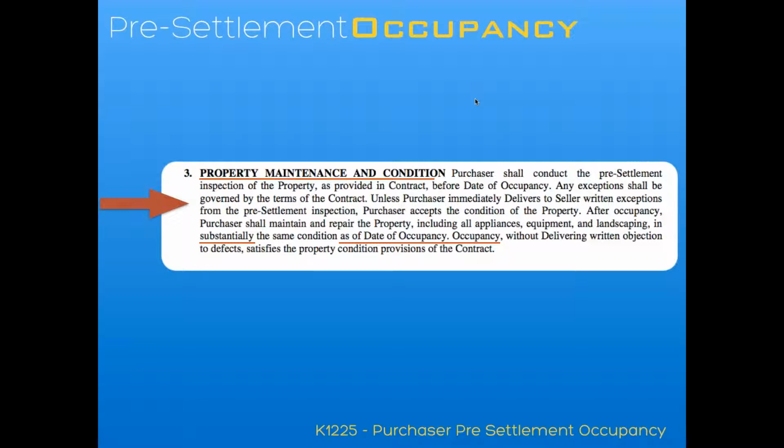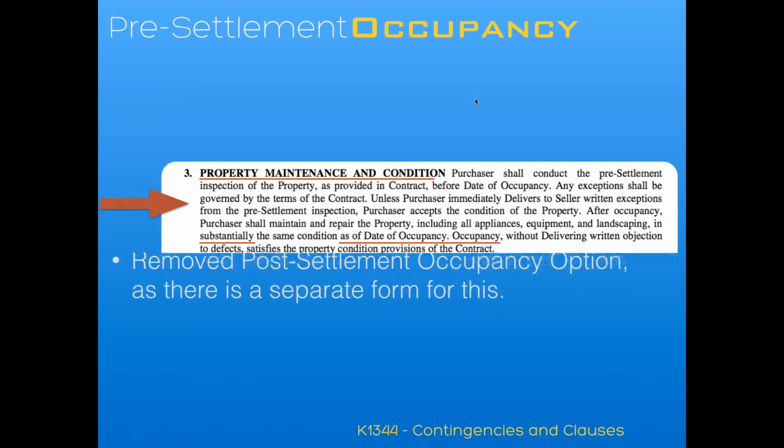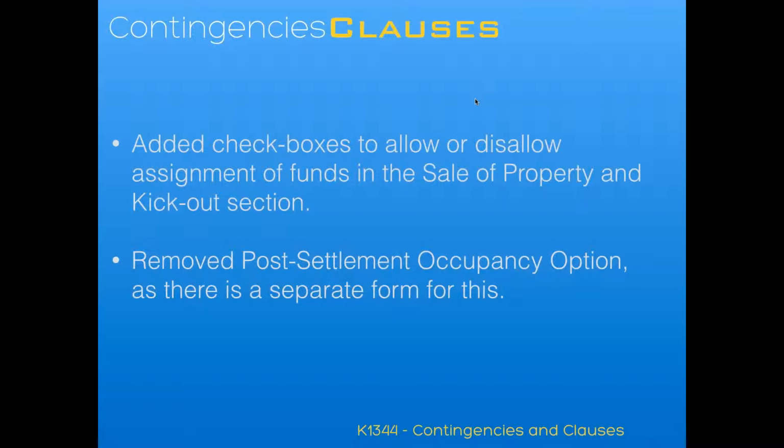If they don't, and something breaks, something goes wrong because they haven't maintained it, the seller is not obligated to go and fix or repair it. Additionally, if they, for whatever reason, do not complete the transaction and buy the property and they move out, they would be required to bring that house back to substantially the same condition as it was the day they moved in. Not the date of contract, the day they took occupancy.